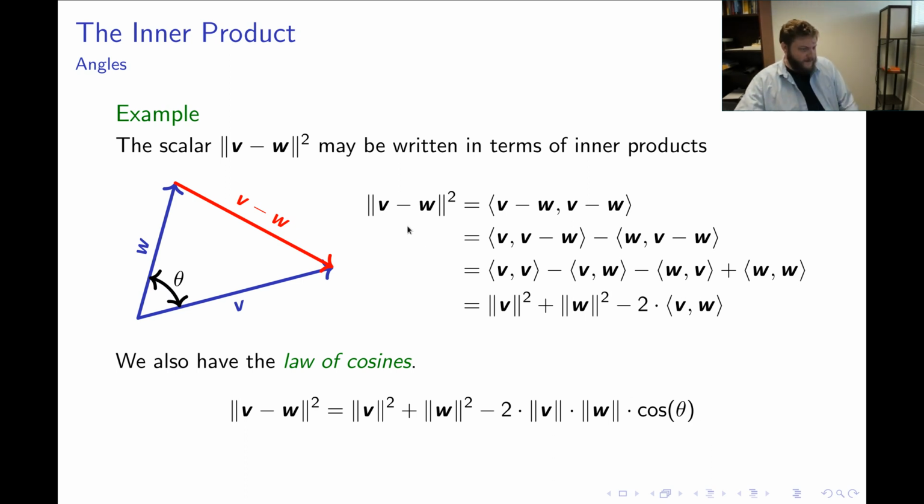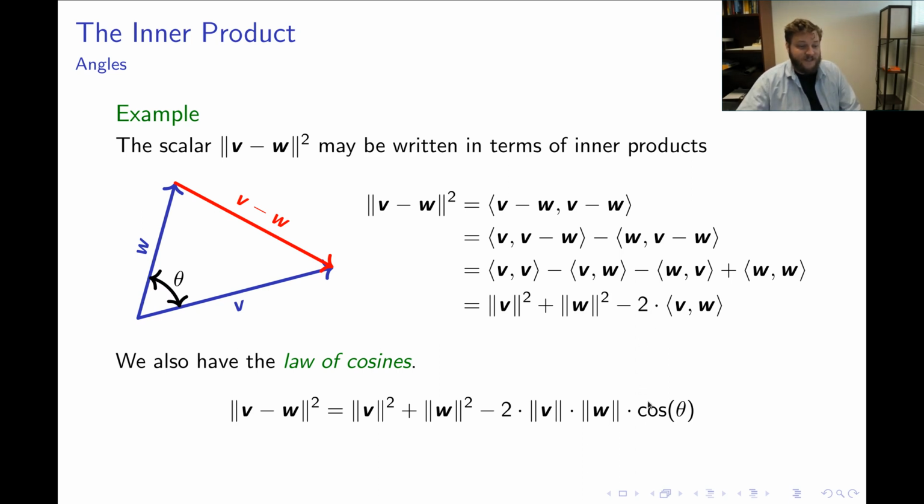And now, if I look at what we've accomplished here, we've calculated the square length of v minus w in 2 different ways. When I use inner products, I get this expression: length of v squared plus length of w squared minus 2 times the inner product of v with w. But the law of cosines says that same quantity is the sum of the squares of the lengths of v and w minus 2 times the product of the lengths of v and w times the cosine of theta.